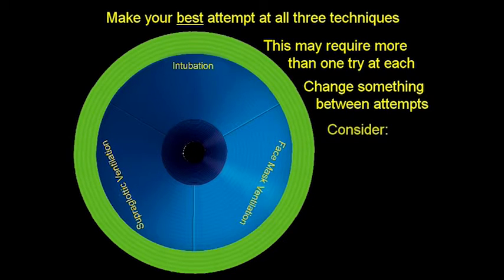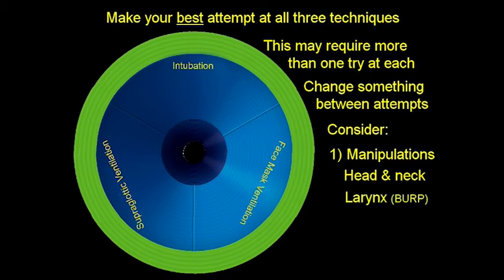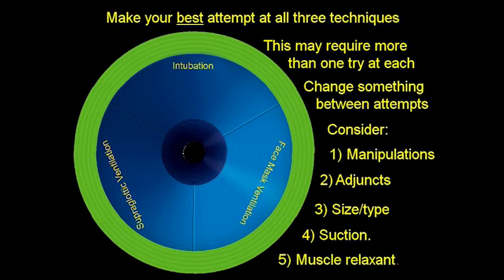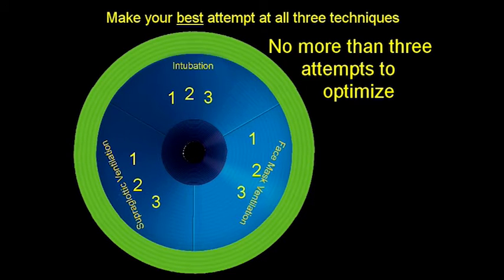For example, the team should consider manipulations of the head and neck, the larynx, or the device being used. Consider the use of adjuncts, for example, oral and nasal airways, or a gum elastic bougie. Change the size and the type of the device being used. Consider using suction or muscle relaxants. In any case, no more than 3 attempts should be made to optimize each of the 3 techniques. Things are unlikely to get better, and it's time to move on.